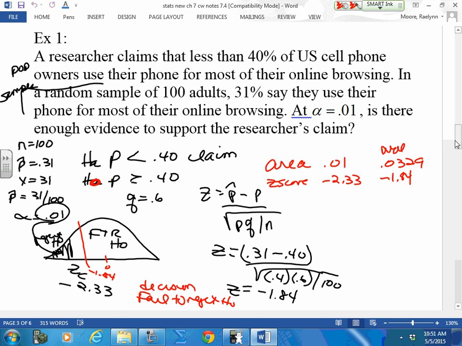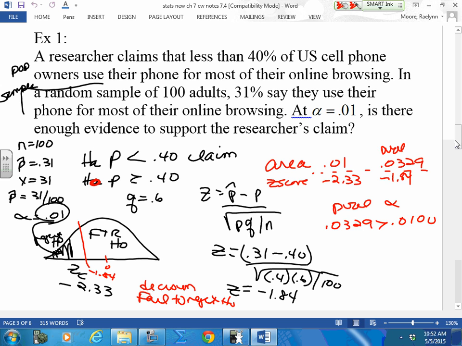Okay? So we know our areas and we know our z-scores. So if I'm going to test my p-val from a level of significance, make sure you test it in this order. Fill this in, and this is greater, and I'm still fail to reject H0. Good?